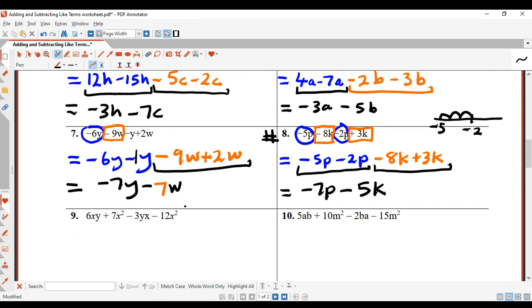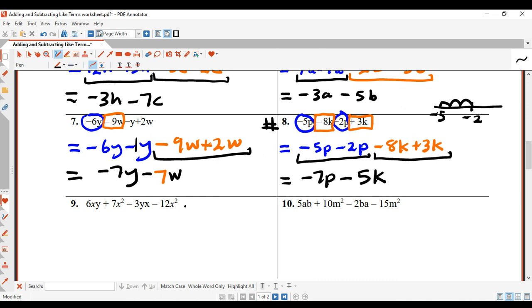Okay, last two questions. All right, question 9. So I'm going to do this one, and then you do number 10. First of all, 6xy, that's one term. And then negative 3yx is the other like term. Make sure the negative sign gets circled with it. Then positive 7x squared is the other term, and the other like term to that one is negative 12x squared.